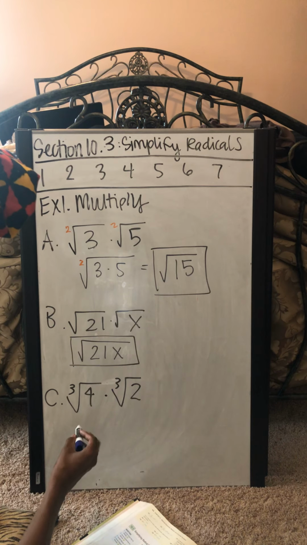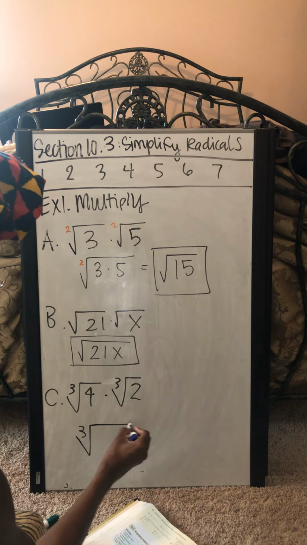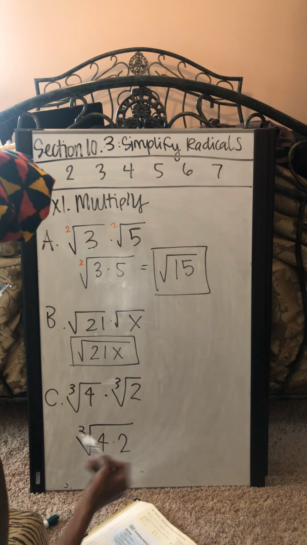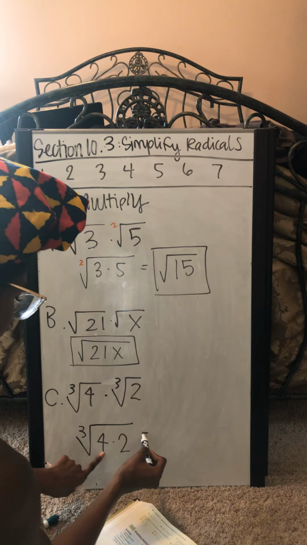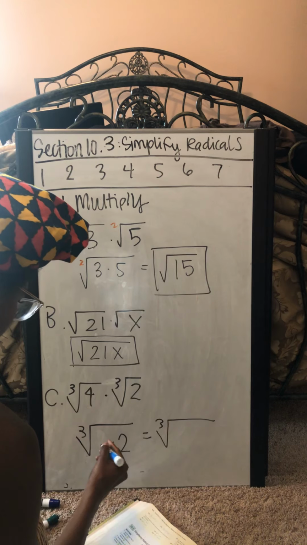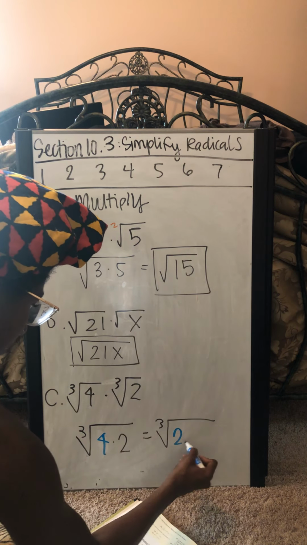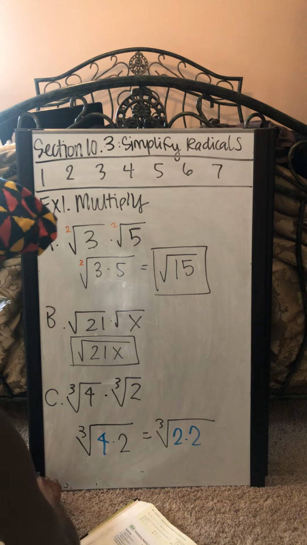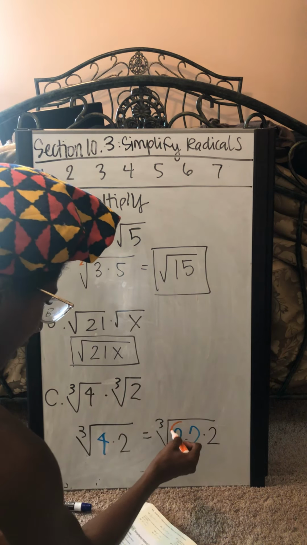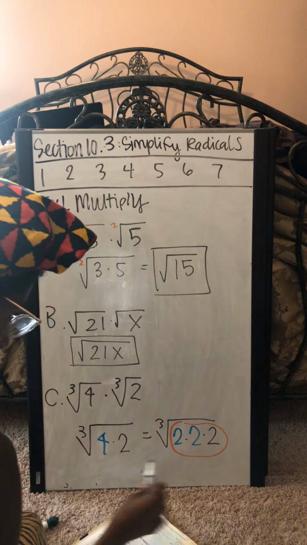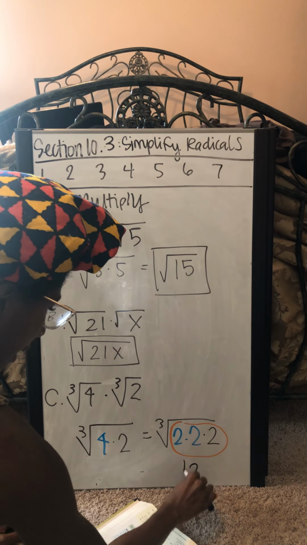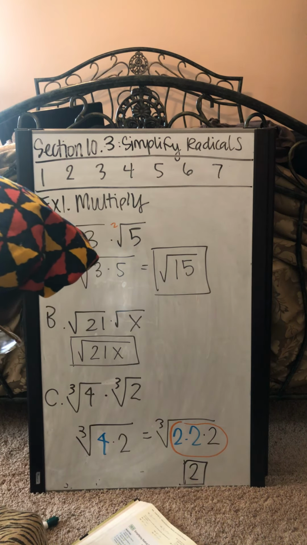On C, they're both cube roots, so we can put the 4 and 2 underneath the same radical, okay? Here, 4 can break into 2 times 2, right? So I'm going to do it in a different color just to show you what I'm doing. So this 4 can now break into 2 times 2, and we still have a 2 over there. And remember, we take things out in groups of 3 because of that 3 on the outside. We can take out one group of 2. So our answer is just 2.